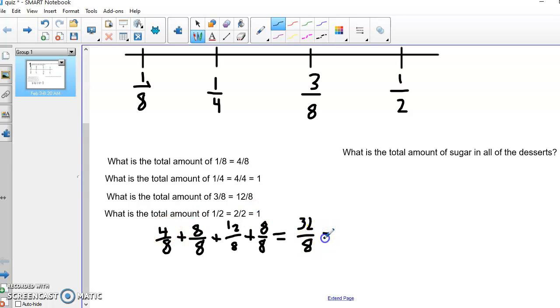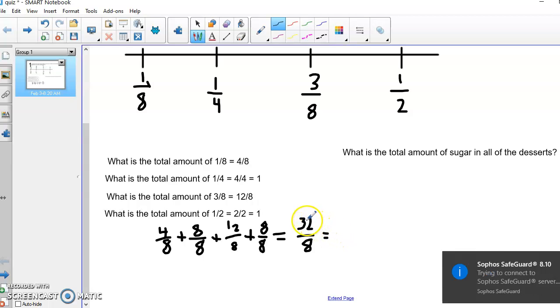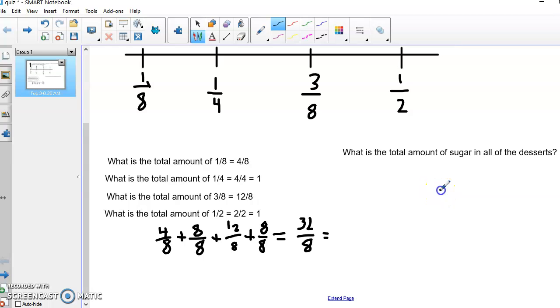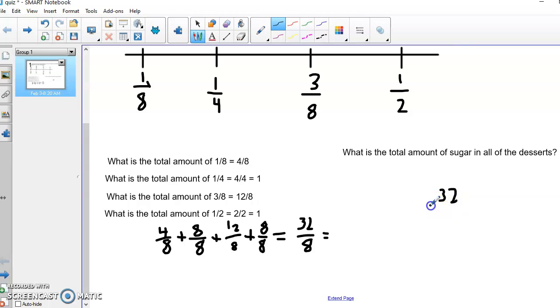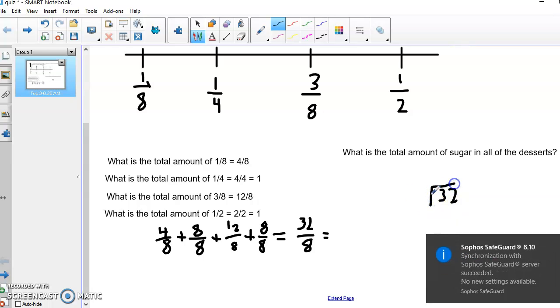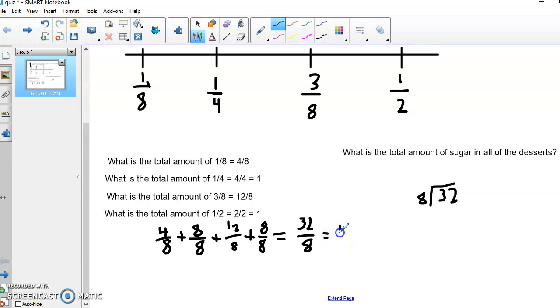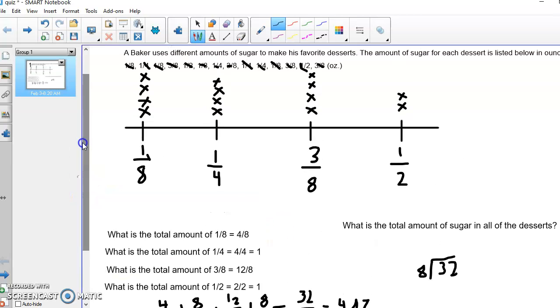That is an improper fraction, so we need to simplify. What is 32/8 in simplest form? So we divide 32 divided by 8. And when I divided that, I got 4 whole ounces of sugar. Again, sorry about my sloppy writing. I'm going to abbreviate ounces as OZ. All right, so we have 4 ounces of sugar in all that goes into the desserts.